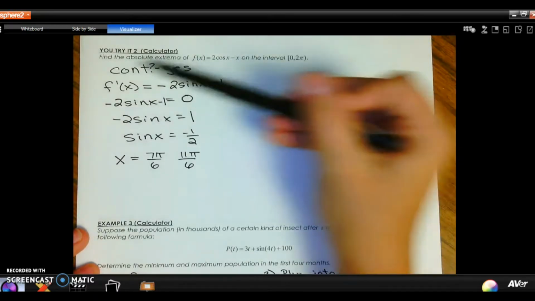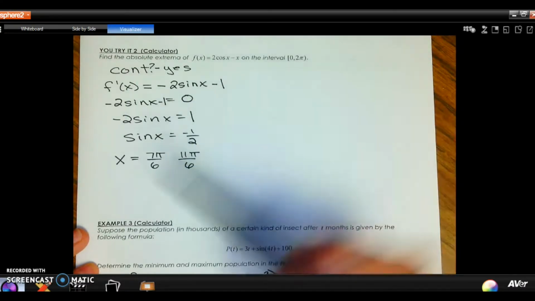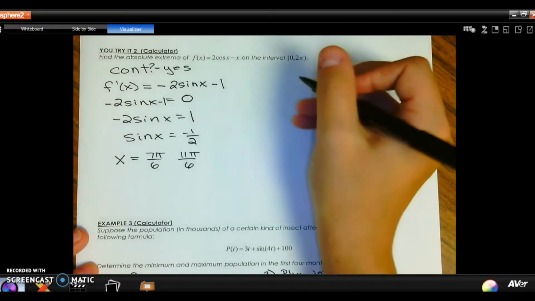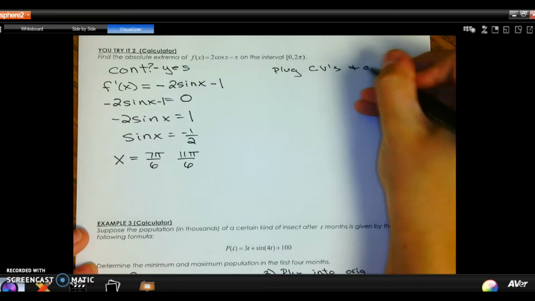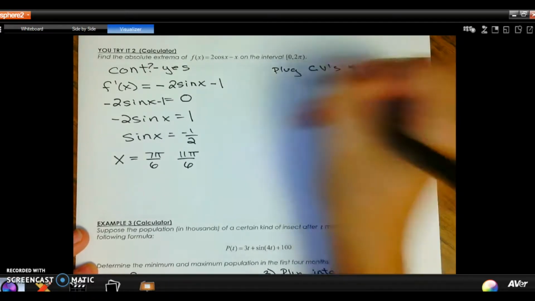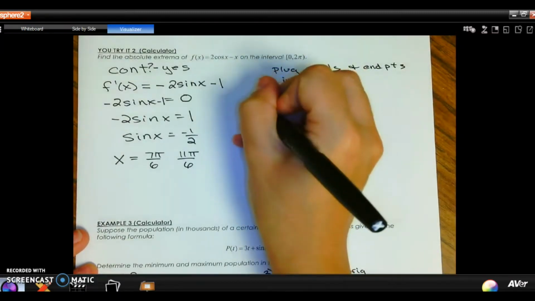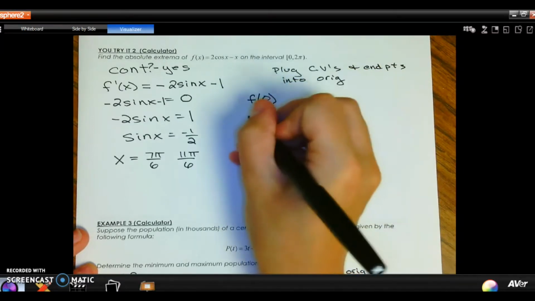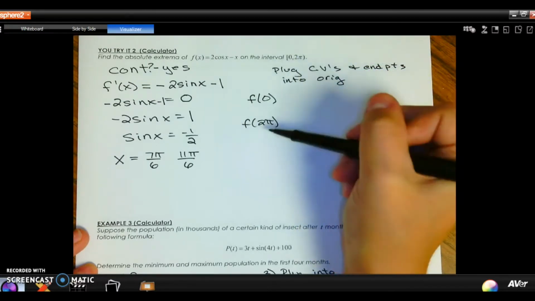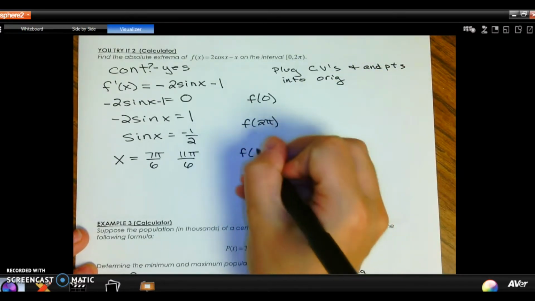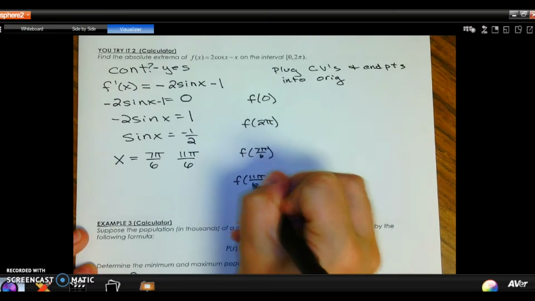But then, so I did my first step, right? I checked for continuity. I took the derivative, and I set it equal to 0, and I got some critical values. So these are still critical values. And now I take those critical values, so you plug your critical values and endpoints of the interval into the original, okay? So what I'm going to do is go back and evaluate f of 0, f of 2 pi, and I do see that that is not included there, but you actually do still plug it in to evaluate there. And then I'm still going to do f of 7 pi over 6 and f of 11 pi over 6.